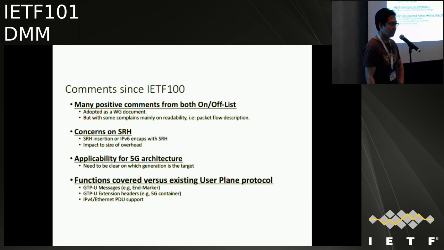And the feedback is how to cover the existing user plane protocol functionality, such as the GTP-U message which carries the end marker to make the handover performance much better, and also some of the extension headers defined in GTP-U need to be carried by the alternative protocol. So we need to deal with that. And also in the previous version, we only mentioned the IPv6 PDU, but currently IPv4 is still widely deployed, so we need to deal with that as well. So those are the comments from the community.